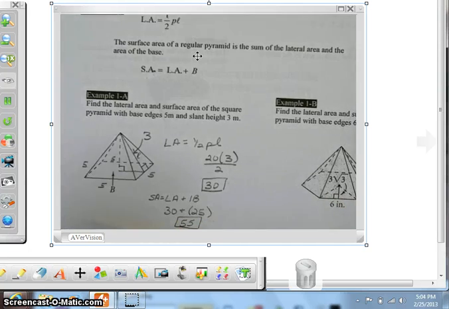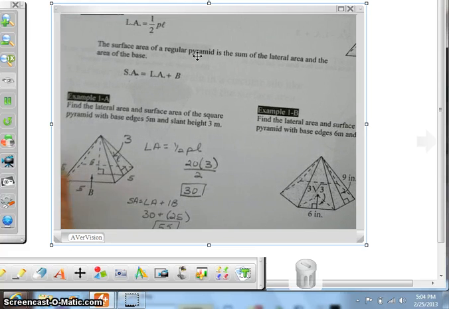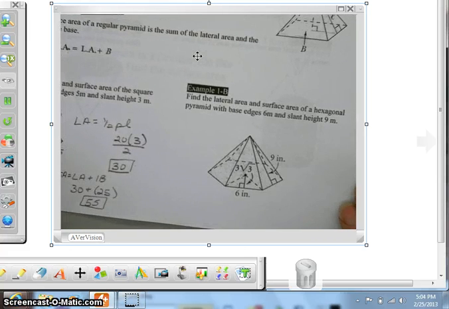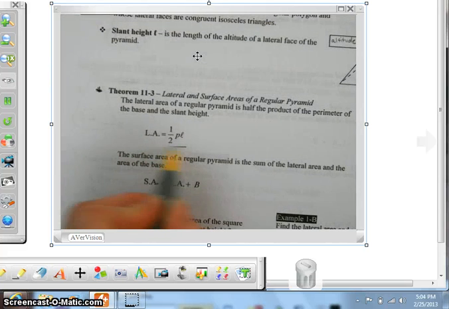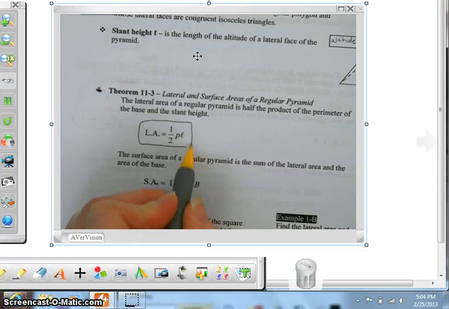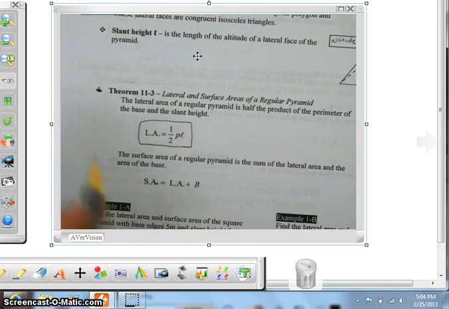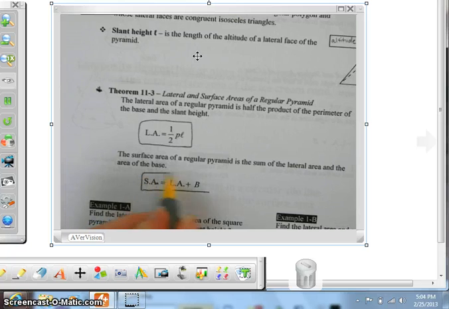I think that we will save example 1B for class. But the key now is what you want to remember: go ahead and box your formula there. Lateral area, 1/2 PL. Surface area, lateral area plus base area.